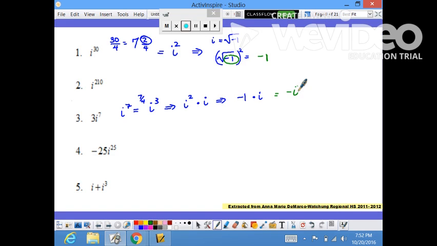Let's substitute now that we have that. So you have 3 times -i, which equals -3i.